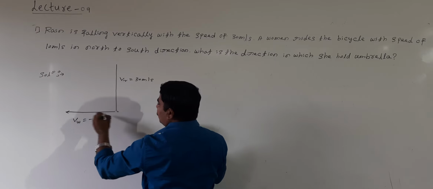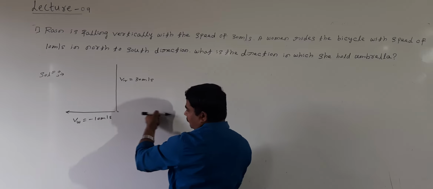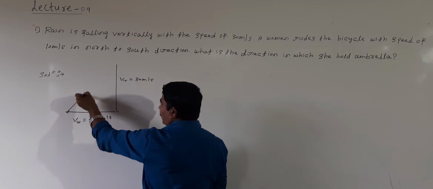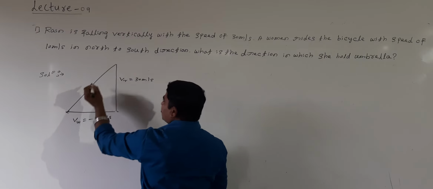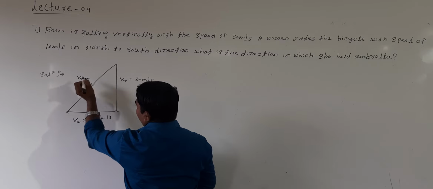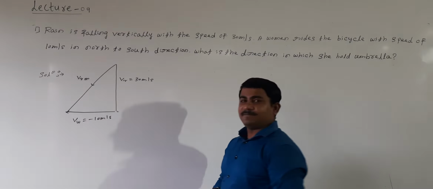Rain is falling like this. The woman goes like this, in this direction. I will take the negative vector. Then this is nothing but the relative velocity of rain with respect to the woman. How to calculate this? The relative velocity of rain with respect to the woman can be written as VR minus VW. I was already saying this in the last class.